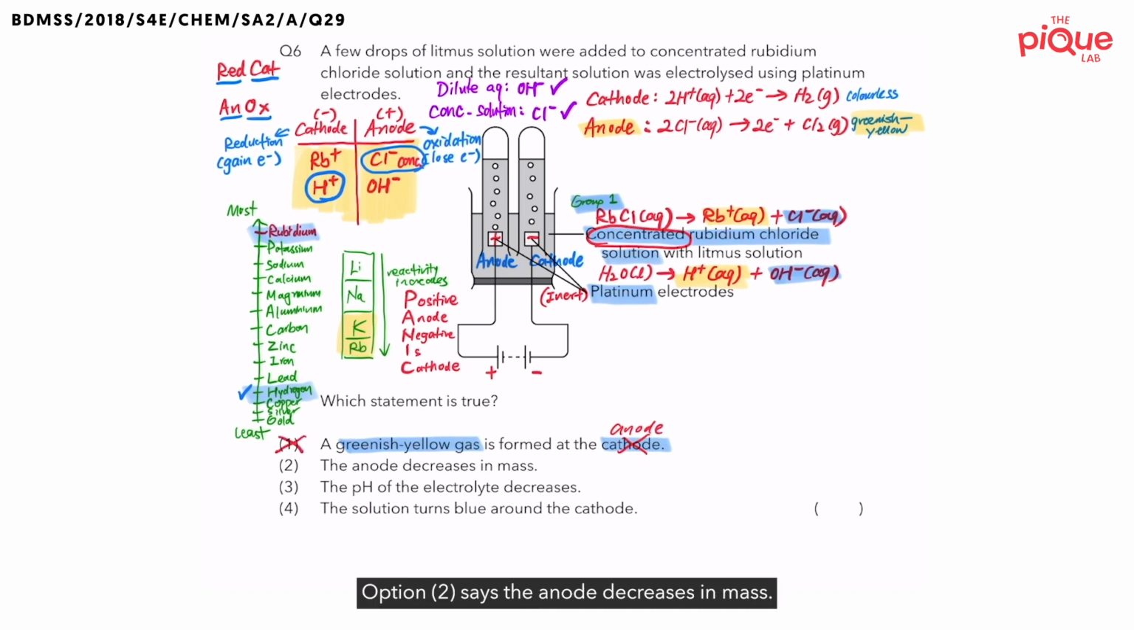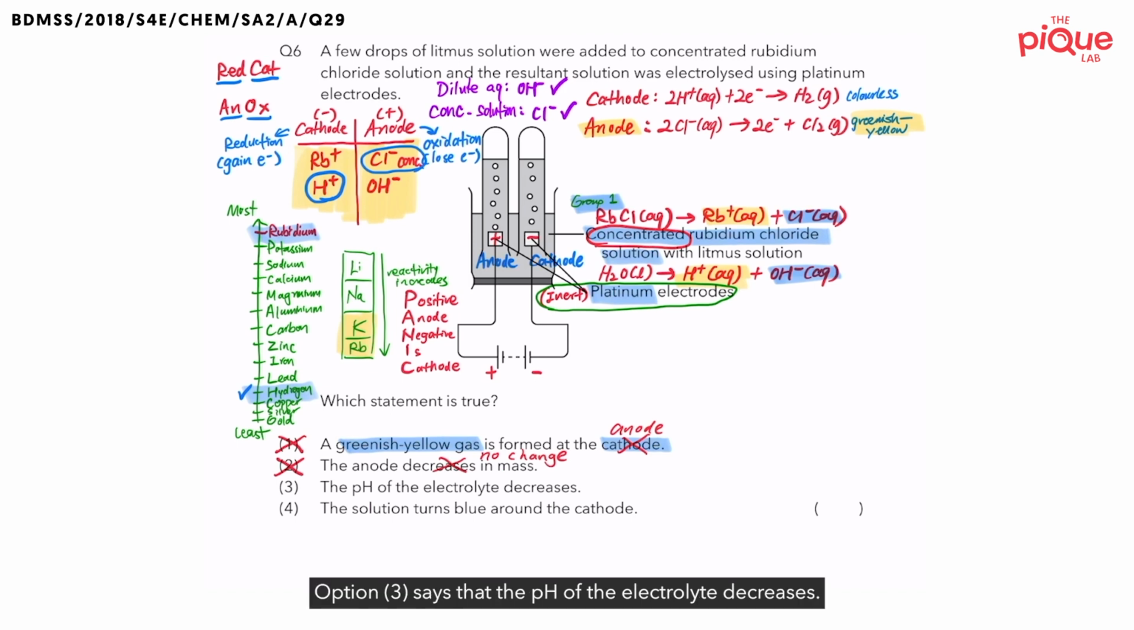Option 2 says the anode decreases in mass. However, in this electrolysis setup, we are using platinum electrodes, and we have learned that platinum electrodes do not react in electrolysis. Therefore, we do not expect any changes in mass to both the anode and cathode. So option 2 is also incorrect.